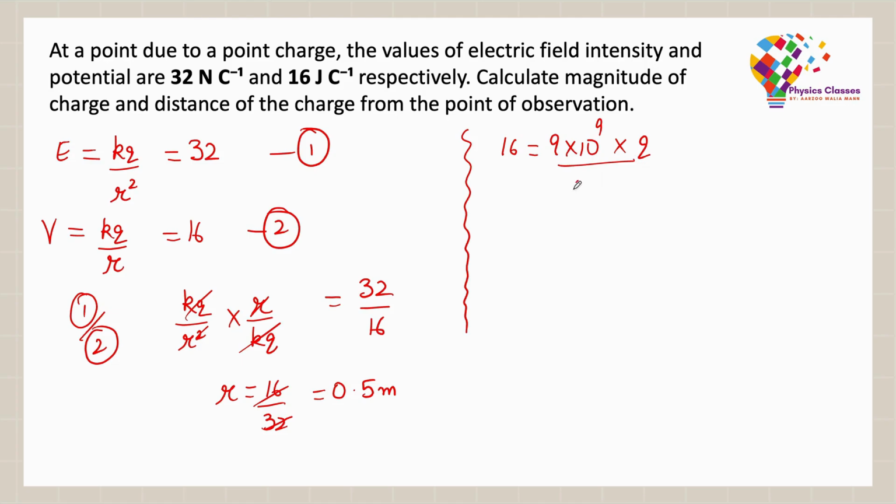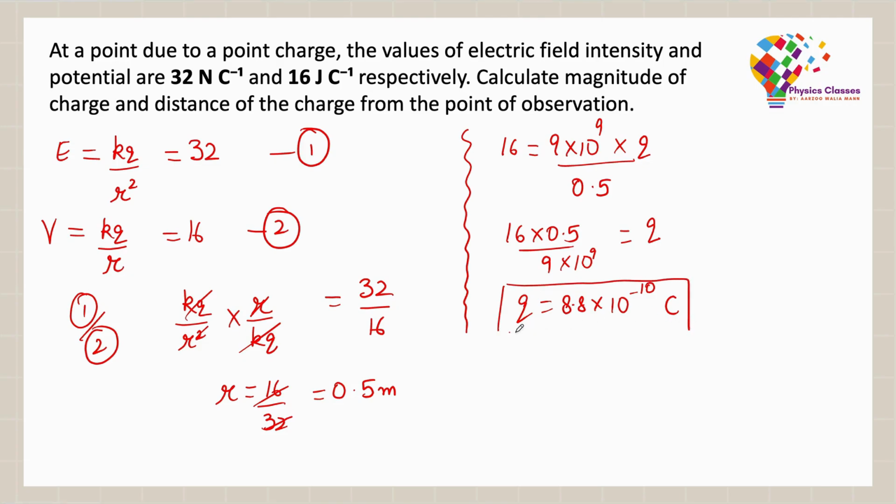So over here, you can simply see that I'll have 16 times 0.5 by 9 into 10 to the power 9 equals q. On simplifying this, my charge simply comes out to be 8.89 into 10 to the power minus 10 coulombs. This is the value of charge. It was an easy question, straightforward one, just direct formula application.